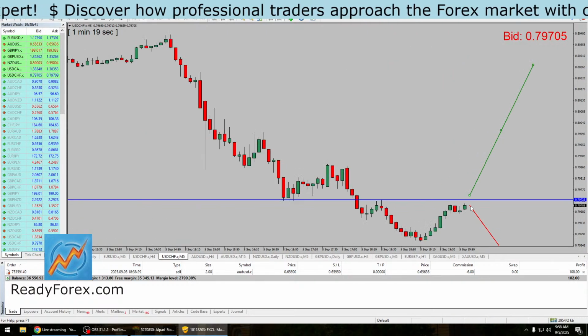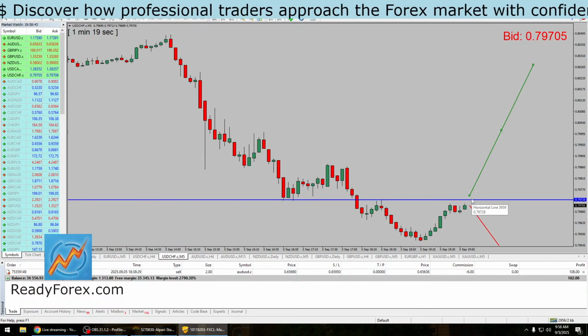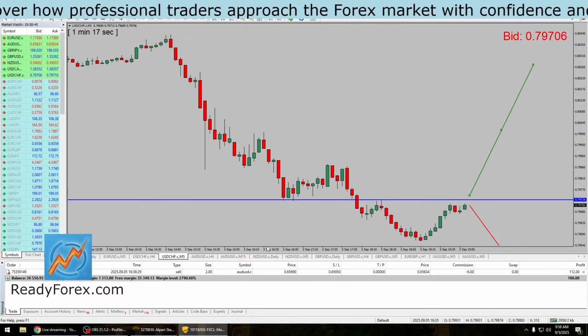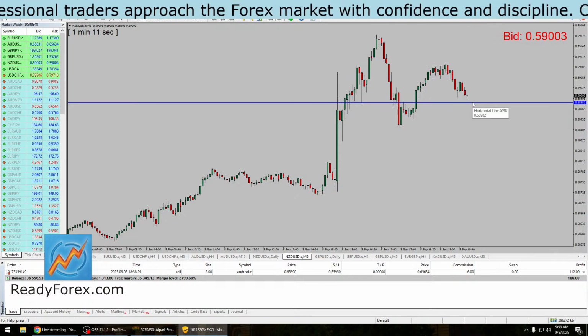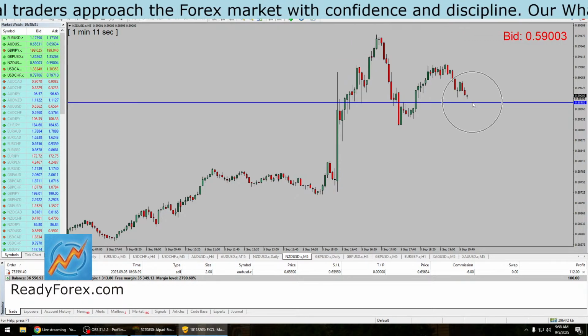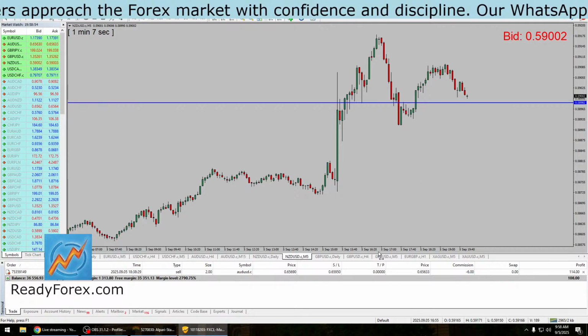Next one is the USD Swiss franc. Swiss franc is trying to rise up over here. NZDUSD, let's see, NZDUSD is also trying to drop over here. I'm actually interested in a potential sell trade setup over here.